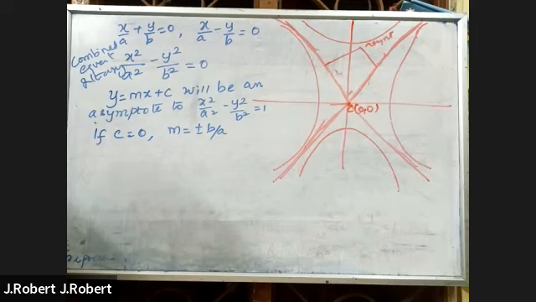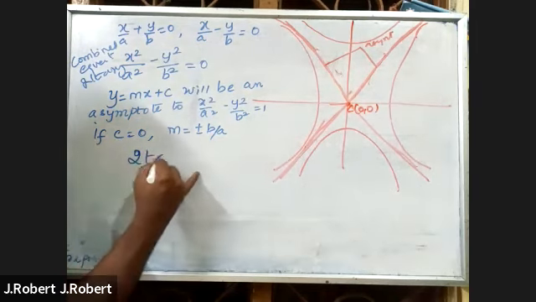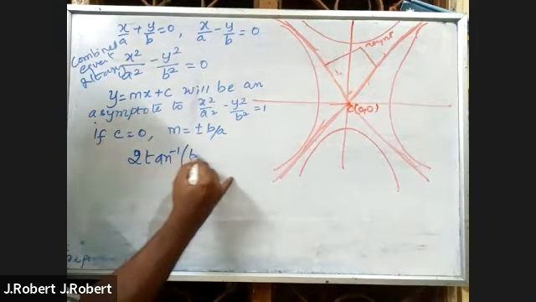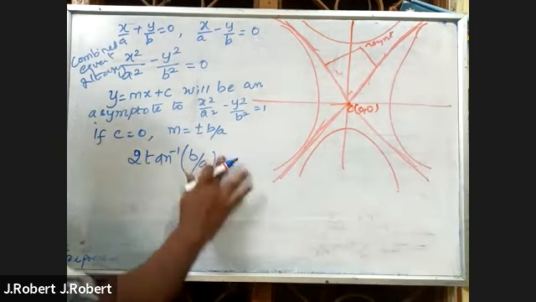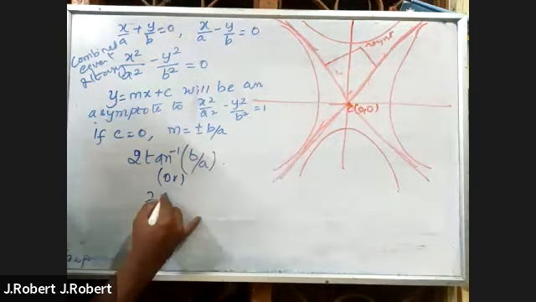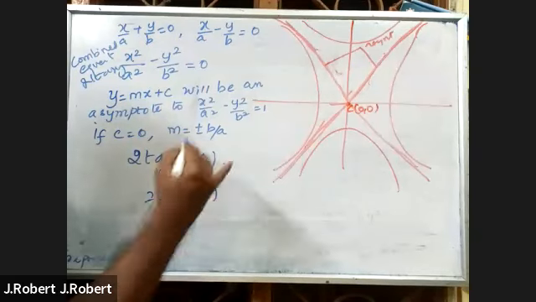The next one: angle between the asymptotes is two tan inverse of b by a, or two secant inverse of e. e is called eccentricity.